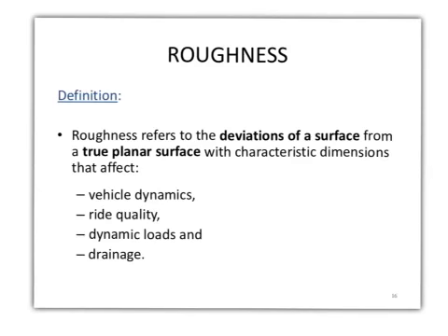Okay, so now we have good introductory information about both functional versus structural performance. So let's now talk more about the functional performance of pavements. The very first parameter that is used to judge the functional performance of pavements is roughness. So how do I define roughness? Roughness typically refers to the deviation of the surface from a true planar surface with characteristic dimensions that can affect the vehicle dynamics, the ride quality, the dynamic loads, all the way to drainage.